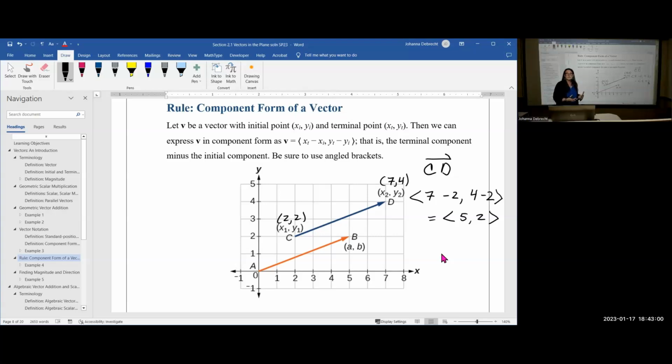5, 2 refers to it in standard position. So if I were to put 5, 2 on here, you would see that it is, in fact, the vector AB, 5, 2, and it is the same length and the same direction as vector CD, right? So that's basically how you find a vector from an initial point and a terminal point. Take the terminal point coordinates and subtract the initial point coordinates.